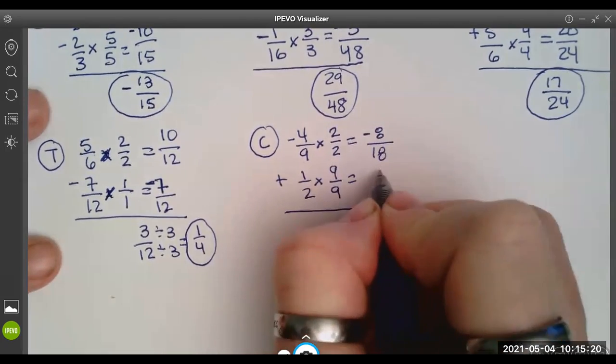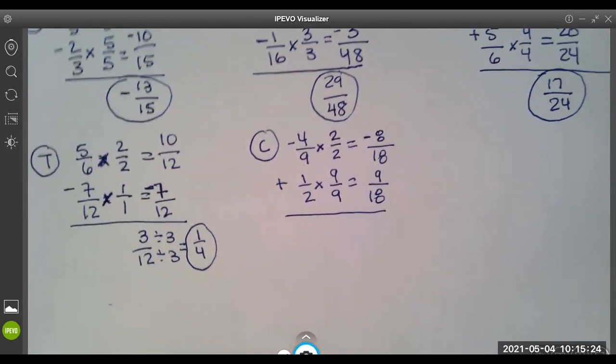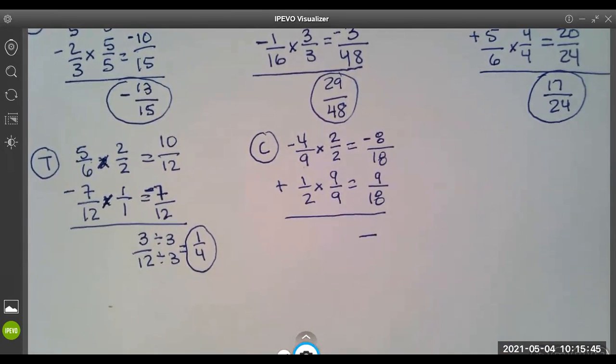-8/18, 9/18. Are these the same sign? So what are we going to do about it if they're not the same sign? Subtract and keep the sign of the bigger. So what would my final answer say, including its sign? 1/18, yeah.